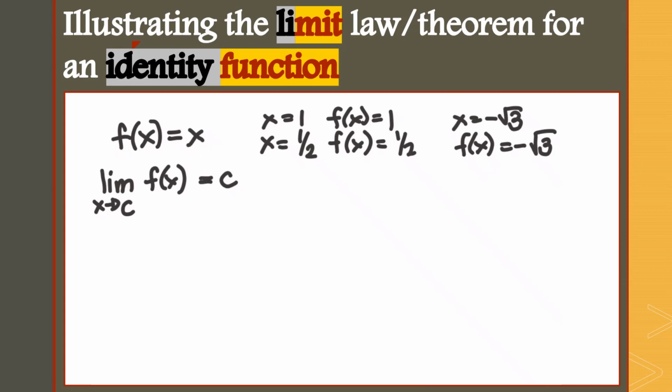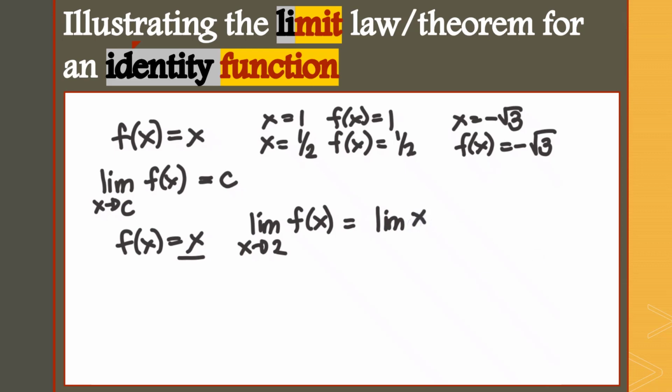Let's say, for instance, our f of x generally is equal to x. If we have the limit of f of x as x approaches, let's say, 2, our f of x is already given as x, so you will have the limit of x as x approaches 2. Of course, you will just be trying all values closer to 2. The limit will just be 2 itself.